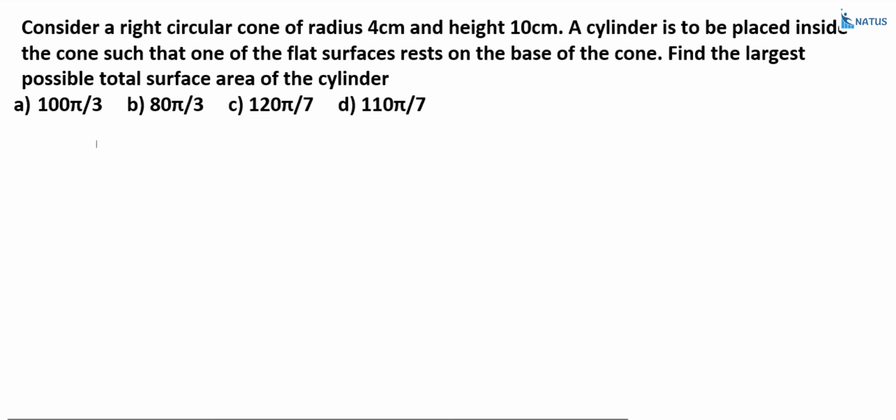Next example. Consider a right circular cone of radius 4 centimeters and height 10 centimeters. A cylinder is to be placed inside the cone such that one of the flat surfaces rests on the base of the cone. Find the largest possible total surface area of the cylinder.